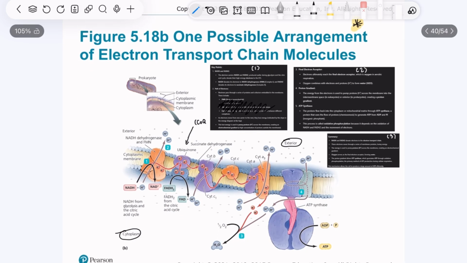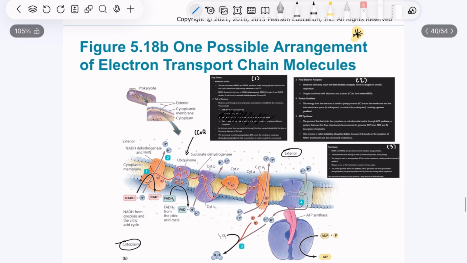And then we move on to the electron transport chain molecules. Now, I'll play a video here explaining it since I think the guy explained it really well.